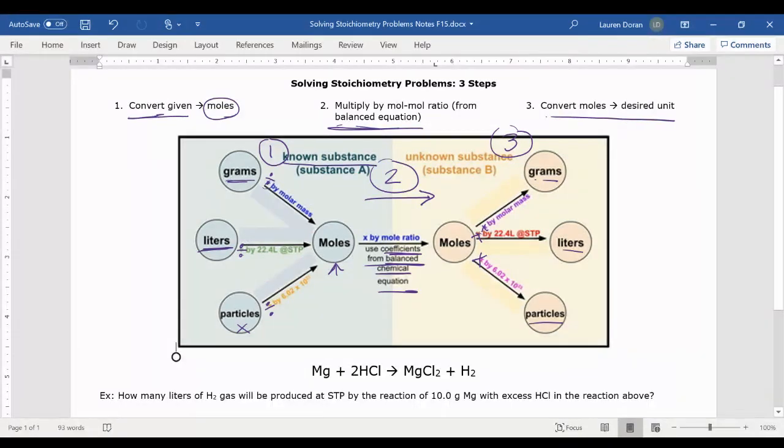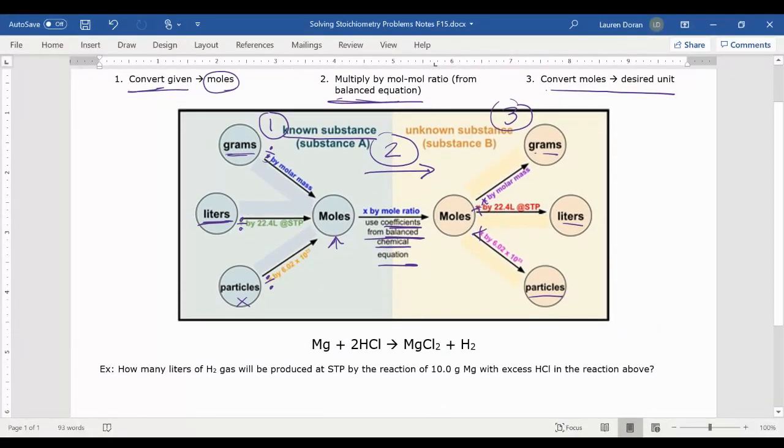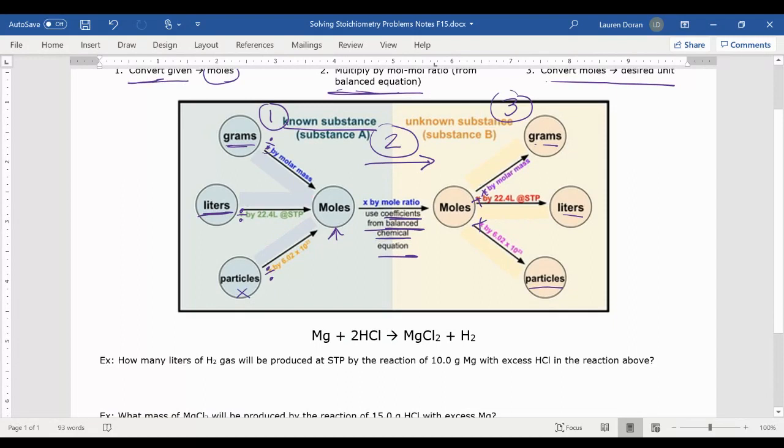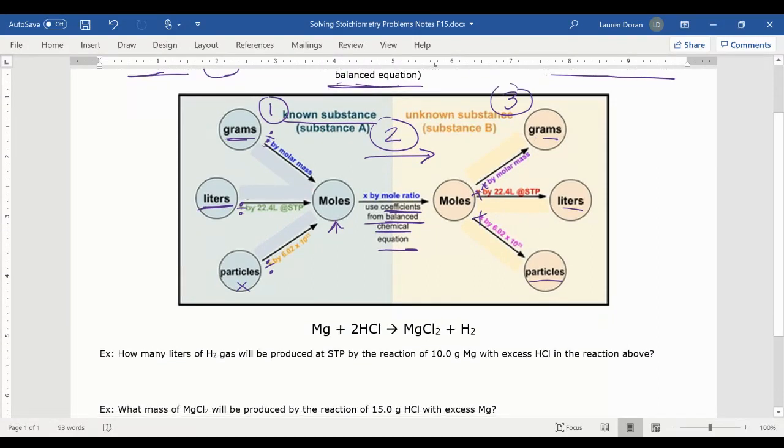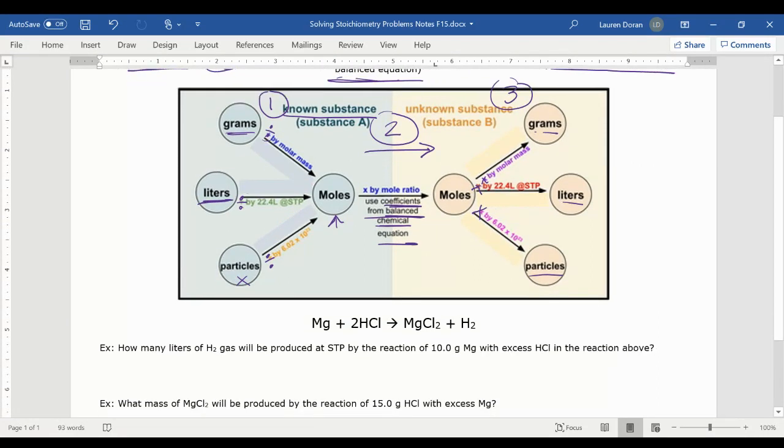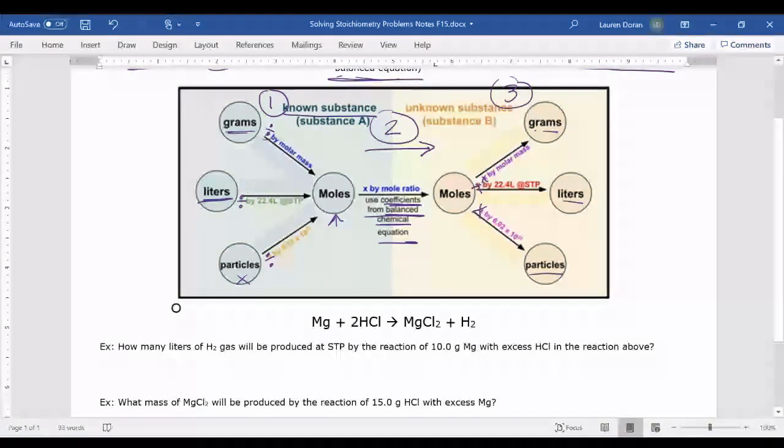So let's do some examples. We will follow these 3 steps. All right, so for the first example, we're going to use the same equation up here for all 3 of our examples. Also be considering, refreshing your memory, what type of reaction is this, etc.